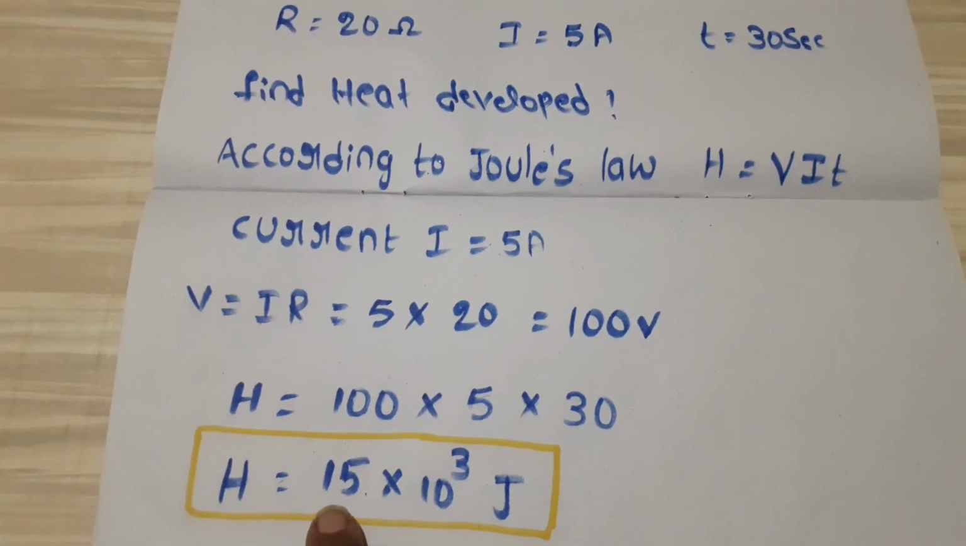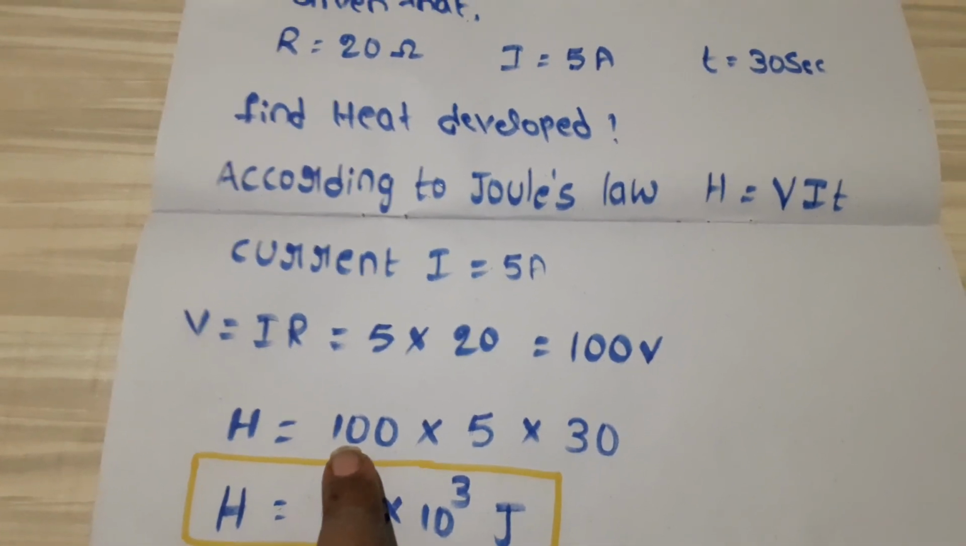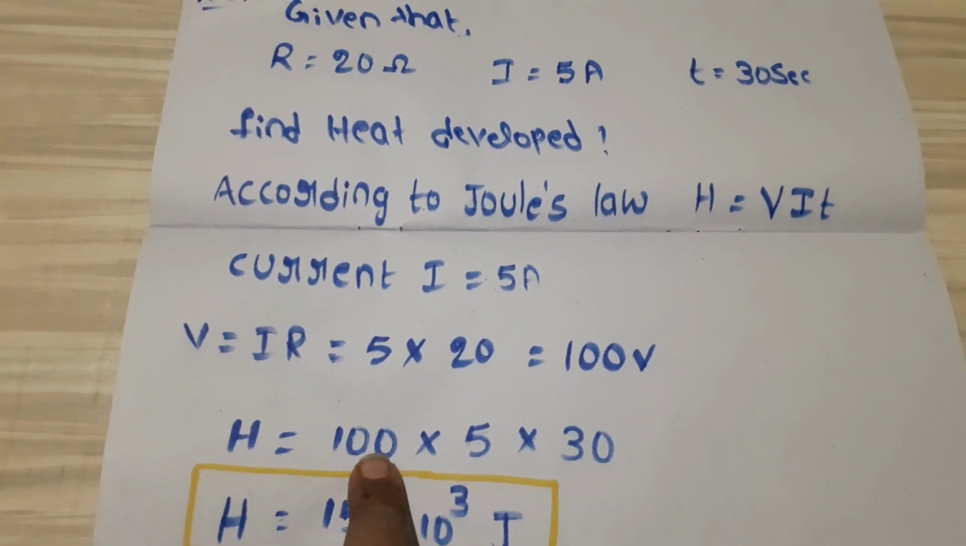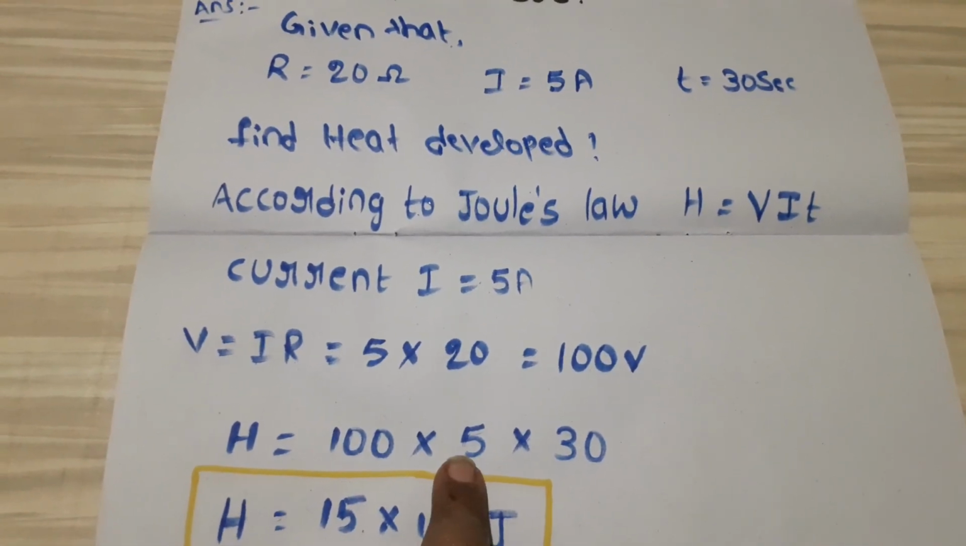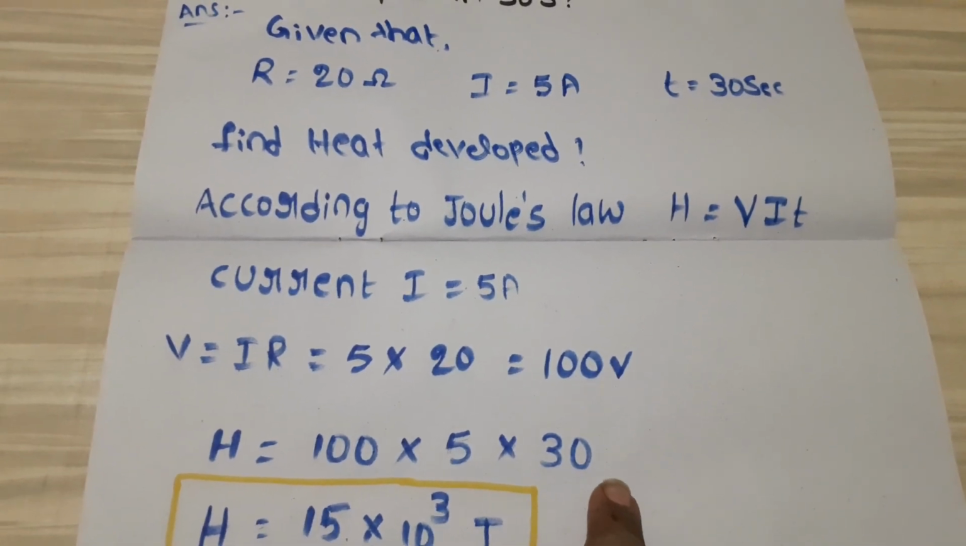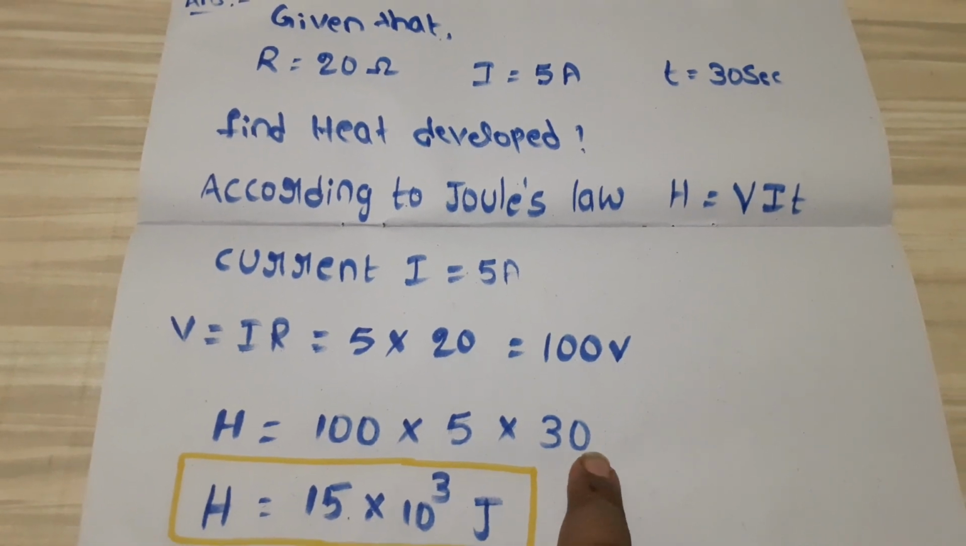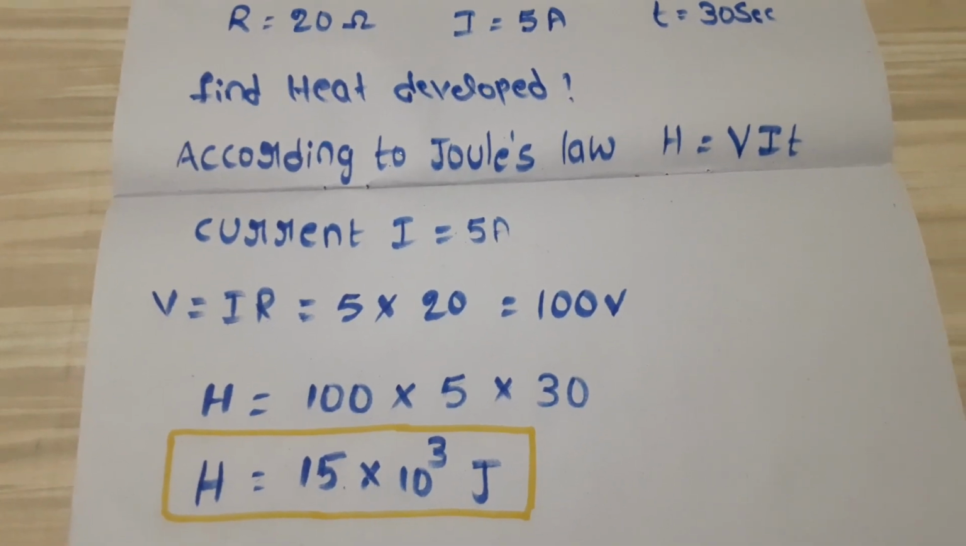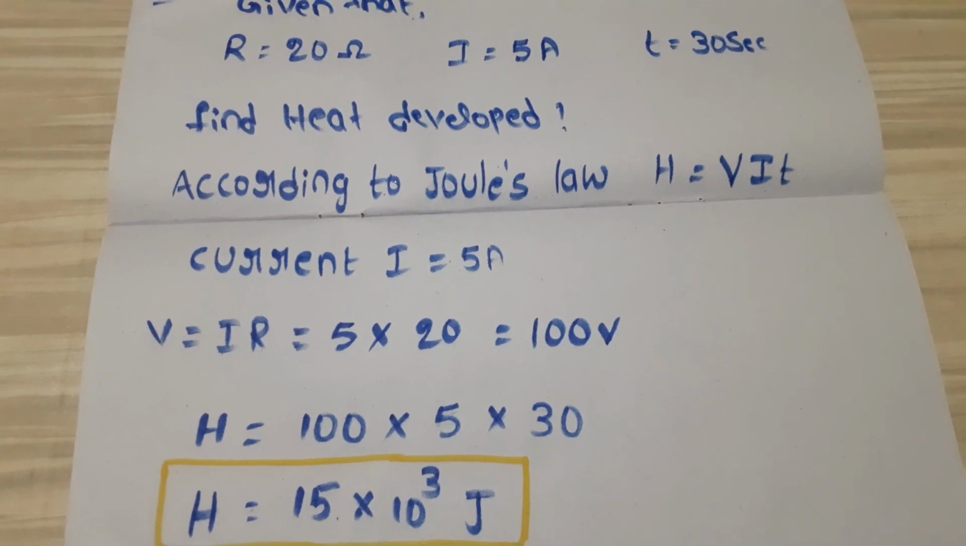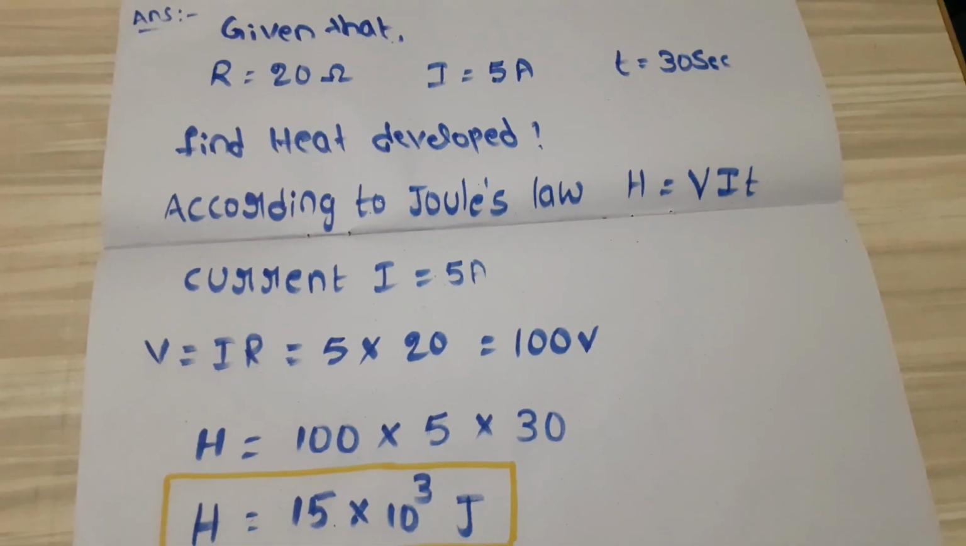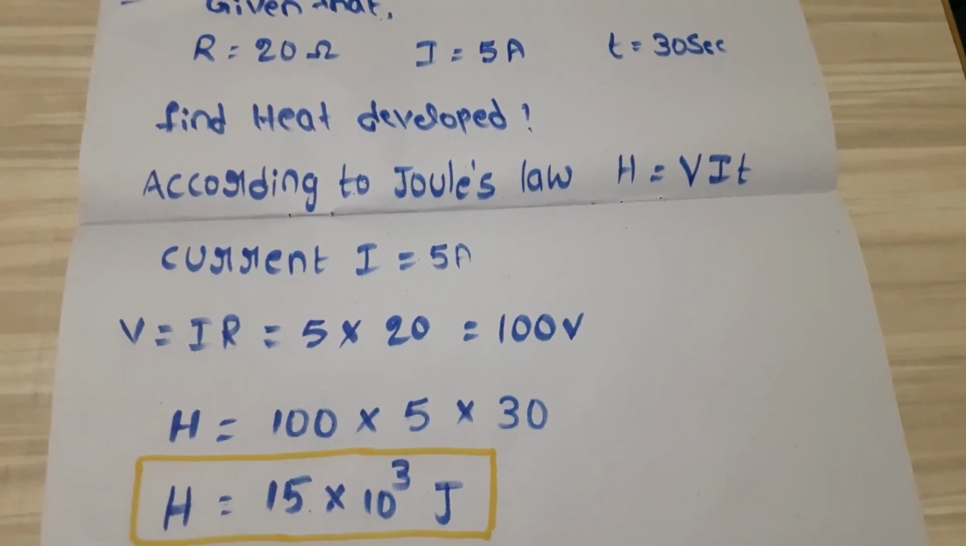Now we have to find the H value. H equal to VIT: 100 potential difference, 5 ampere current, 30 seconds. This is the time. So the total answer is H equal to 15 into 10 to the power of 3 joule. That much heat is produced.